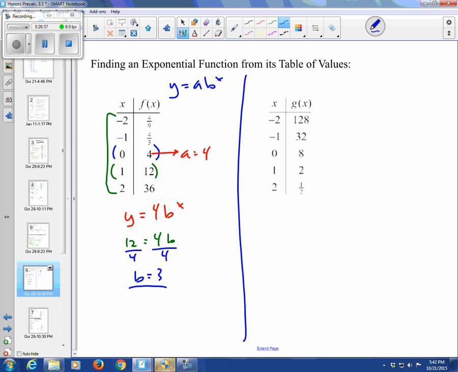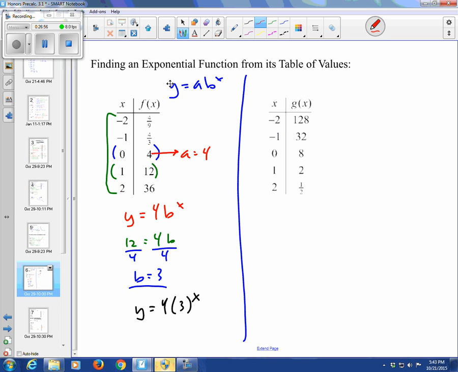So why don't you guys go ahead and try this function right here. We'd say, actually, we want to write the final result here. We would say that this is a table for the exponential function that is y equals 4 times 3 to the x, right?